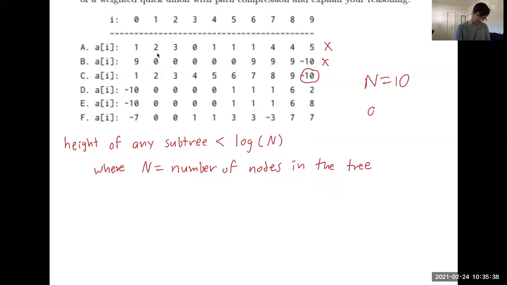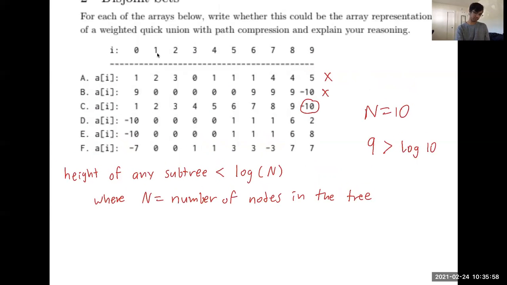That's 9 nodes right there. And unfortunately, 9 is greater than log of 10. When we say log, we usually mean log base 2. So in this situation, 9 is greater than log base 2 of 10, which means that this invariant is broken. And because it's an invariant, it has to be true for a properly implemented weighted quick union. That means that this must be impossible.